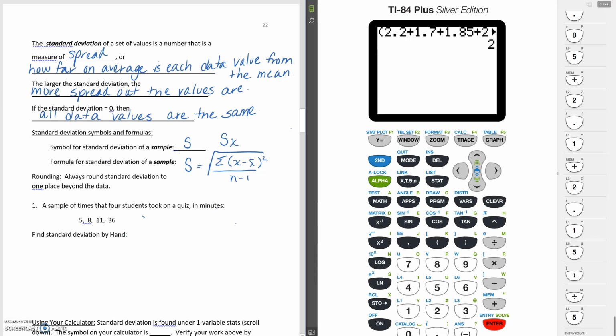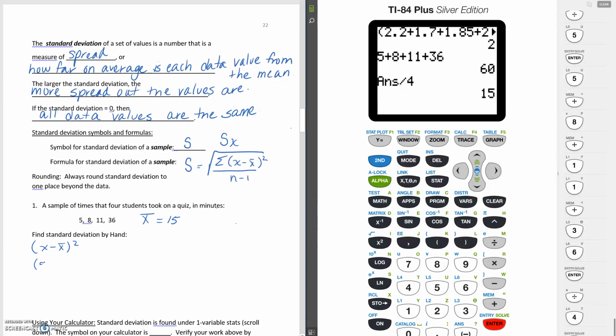The first thing we would do is find the average. So we would add them up and divide by 4. So we see that the average is 15. Now the next thing we would do is take each x value, subtract the mean from it, and square it, because we're going to add those all up.